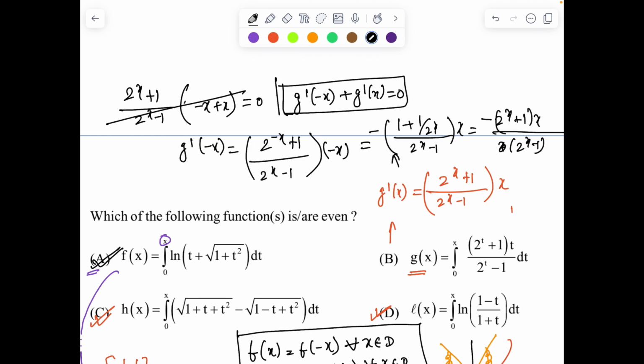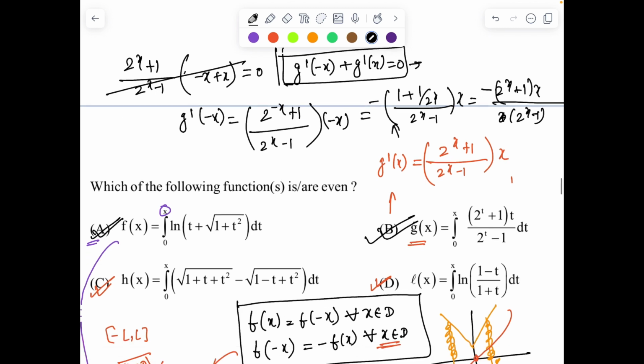Hence, g dash is an odd function. By the previous proof, this integration must be even. So option B still holds true. Now I'm leaving it up to you. Exactly in the same fashion you can show h dash x will be odd, hence h of x must be even. Similarly, l dash of x is an odd function, hence l is the integration of an odd function, which is even. Note the converse of this statement is not true.